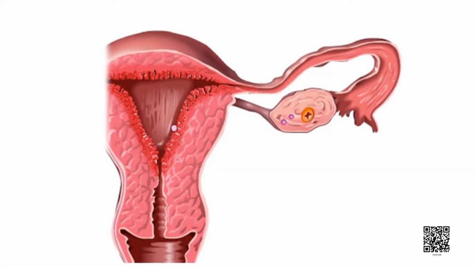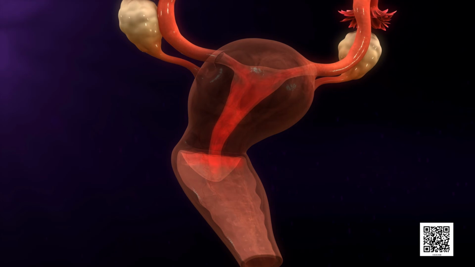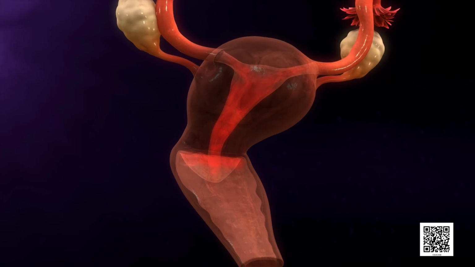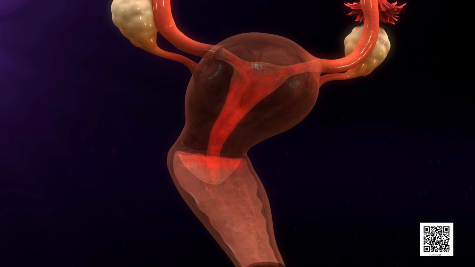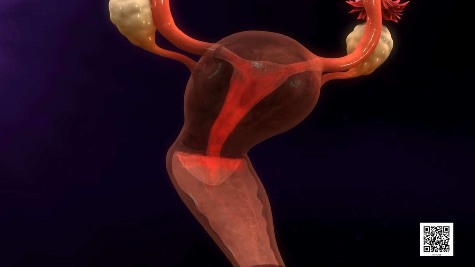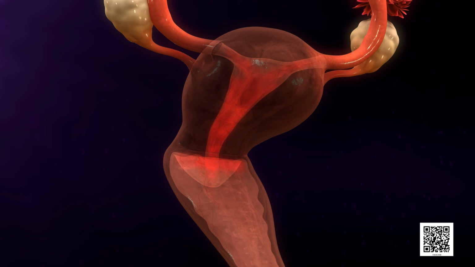So, the lining slowly breaks and comes out through the vagina as blood and mucus. This cycle takes place roughly every month and is known as menstruation. It usually lasts for about 2 to 8 days.